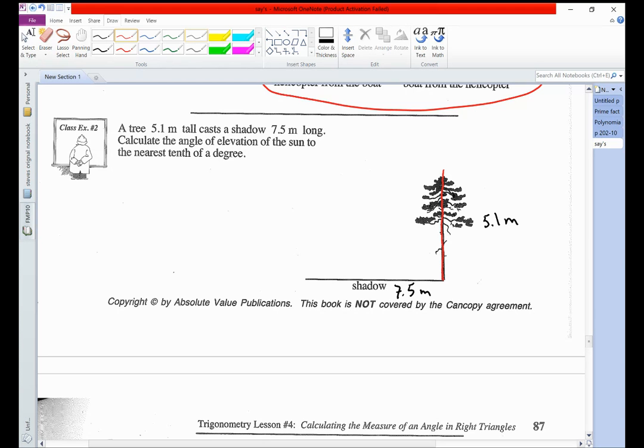Apparently we have a sun somewhere up here. And we're looking at the angle of elevation of the sun. So that means from our horizontal, which is this one here, we're looking for an angle moving upwards. So what you can do is draw a line. The sun would be casting a shadow like that. I didn't draw it perfect, but that's okay. We're looking at this angle right here. So let's put a little X there.